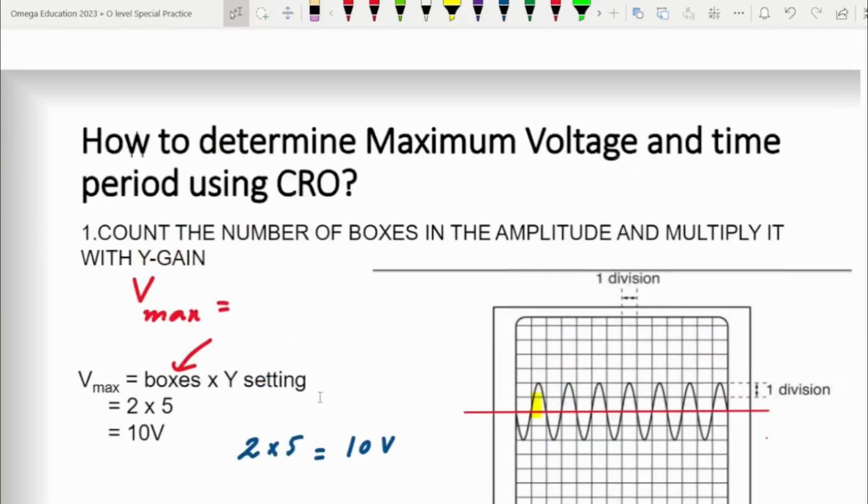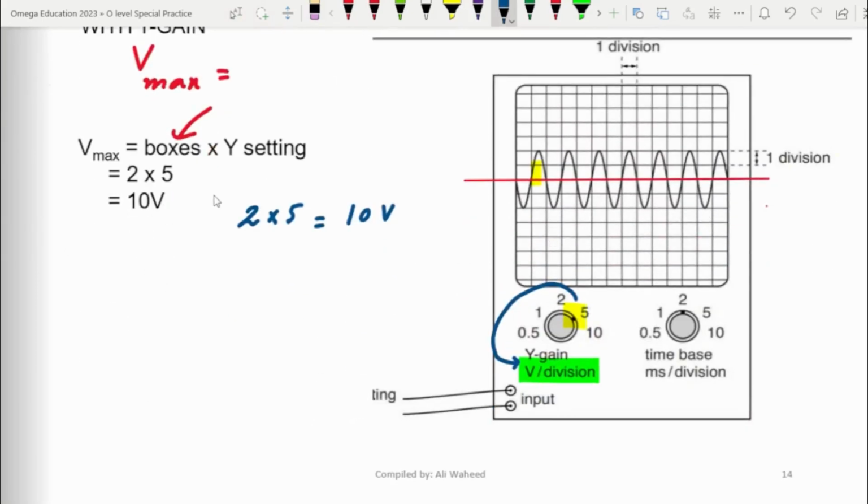Then we can also find the period, the time period of the signal. And for that we use the same formula, boxes, but we multiply this time with the time base setting. So how do we define the time period? Time period is the time for one complete cycle. So let's see, where does one cycle complete? Your wave starts from here, half of the wave is completed. Over here, the full wave is completed.